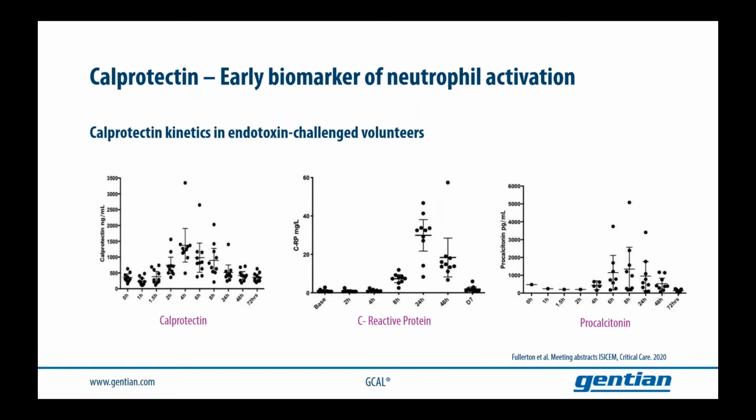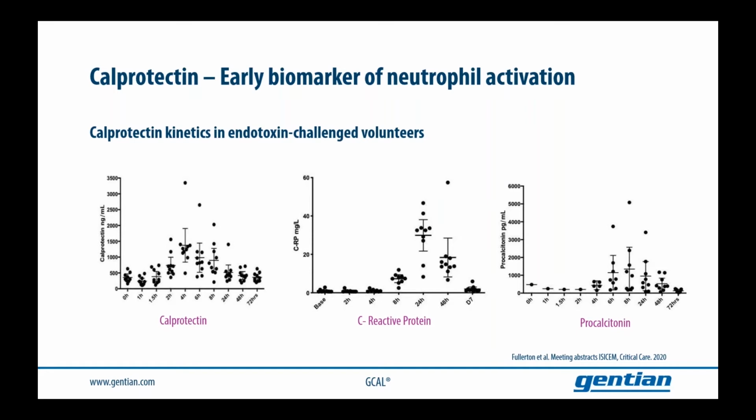So we have measured calprotectin, C-reactive protein, and procalcitonin, and have seen that the increase in calprotectin concentration starts approximately 1.5 hours after injection of endotoxin. Calprotectin levels reached a peak at 4 hours post-injection, and after that started to decrease and were normalized at 24 hours post-injection.